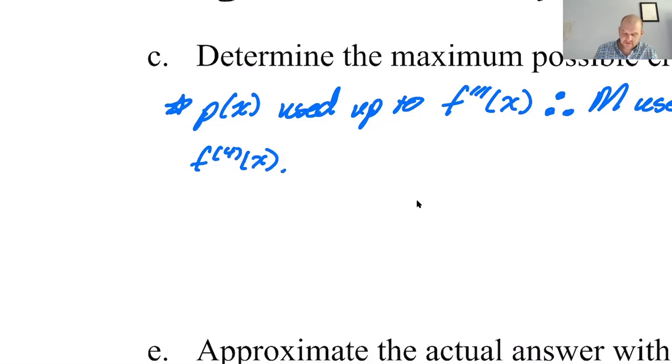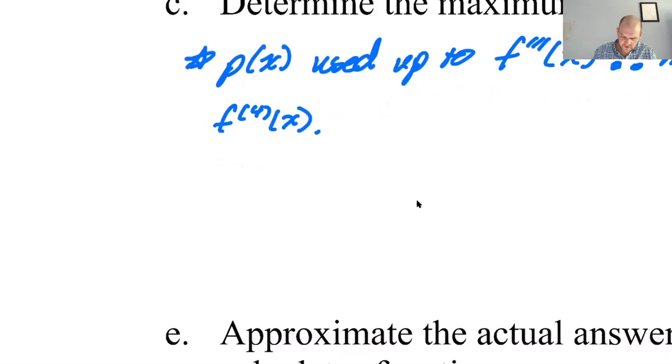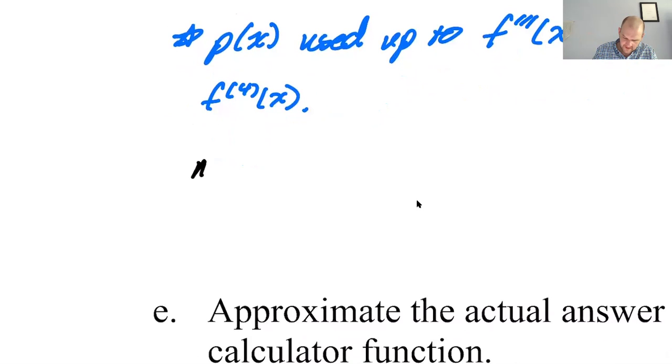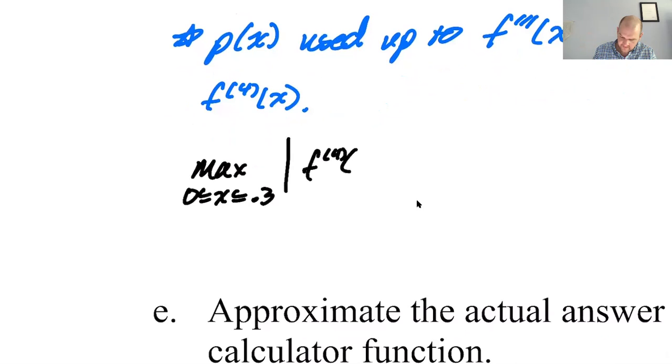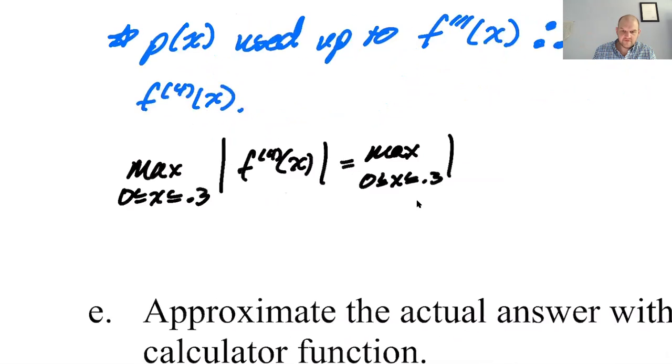So it's all about what did you have to use to get your polynomial? Once you know that, you can kind of do the problem. So we are looking for the maximum on the interval from 0 to 0.3, because we're approximating the function at 0.3 and it's centered at 0. So the maximum on 0 to 0.3 of the absolute value of the fourth derivative, which is equal to the maximum on 0 to 0.3 of the absolute value of, I think it was 16.